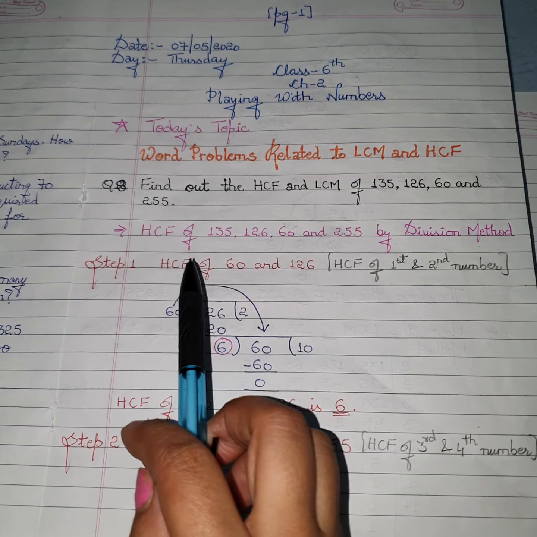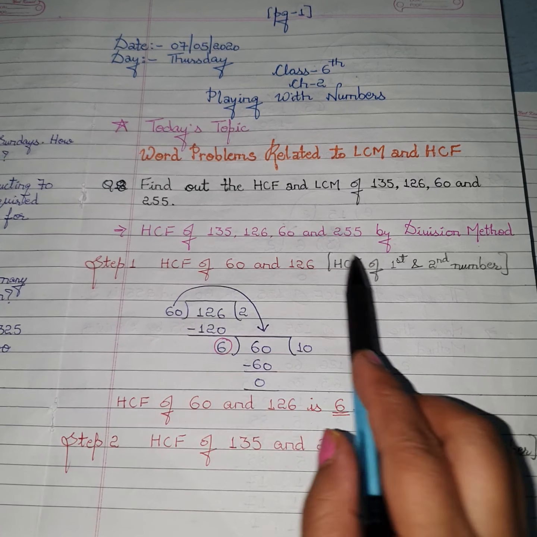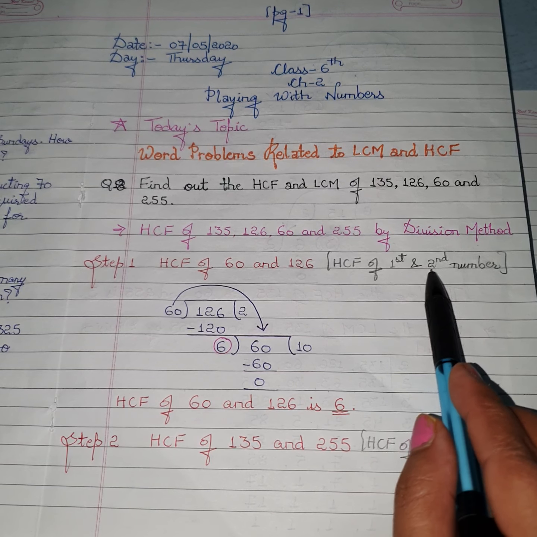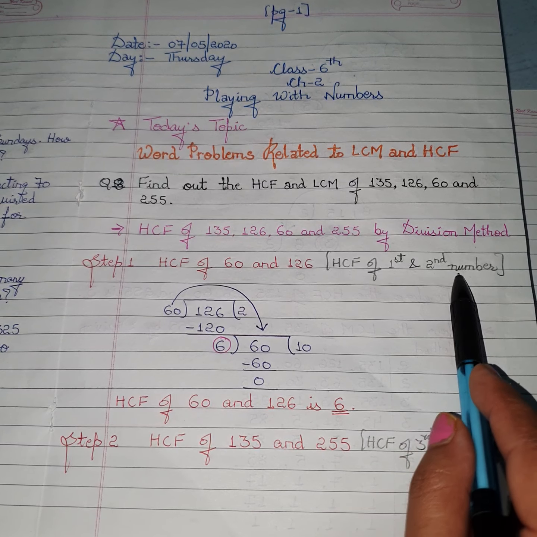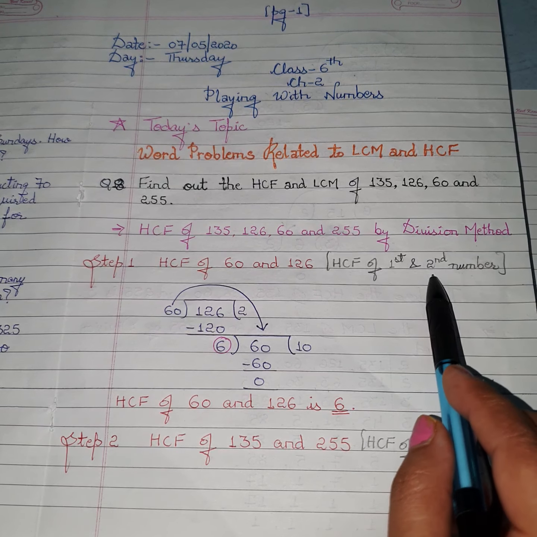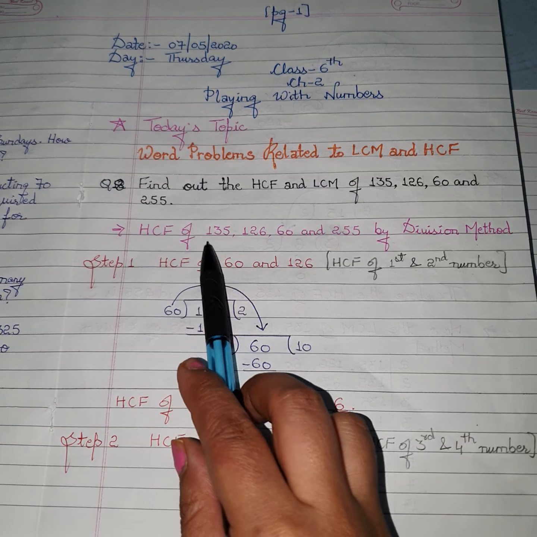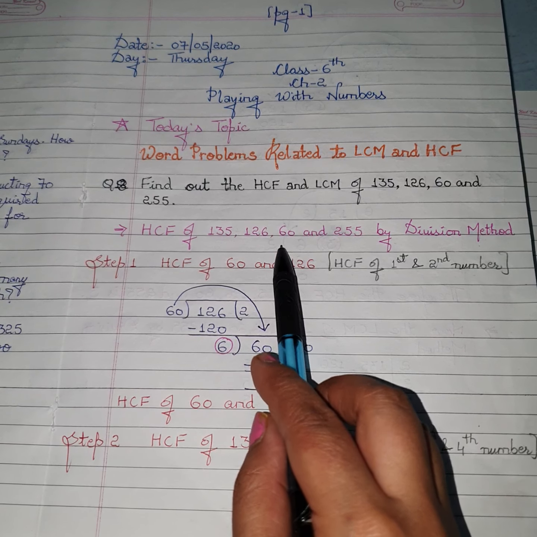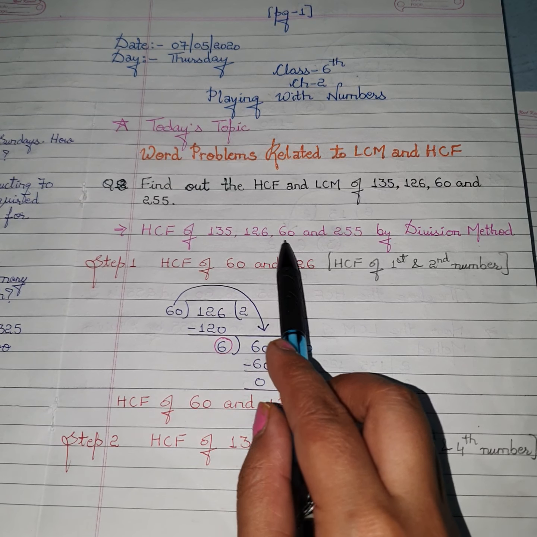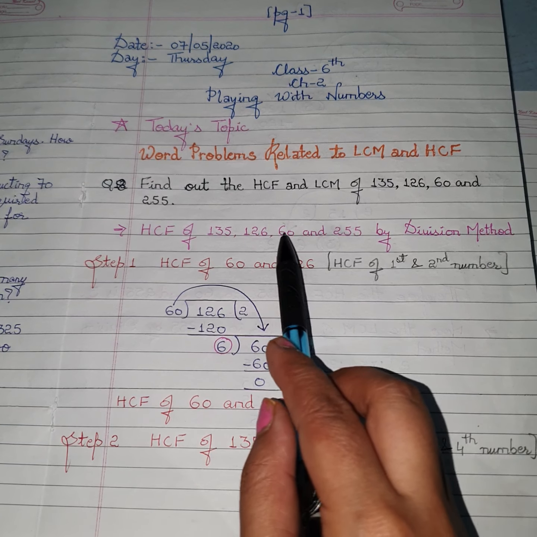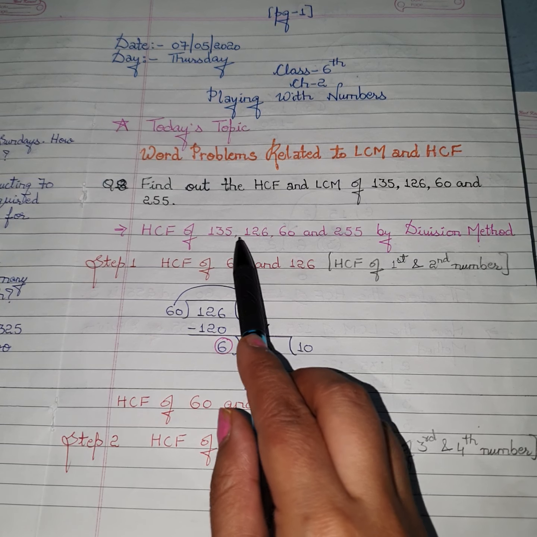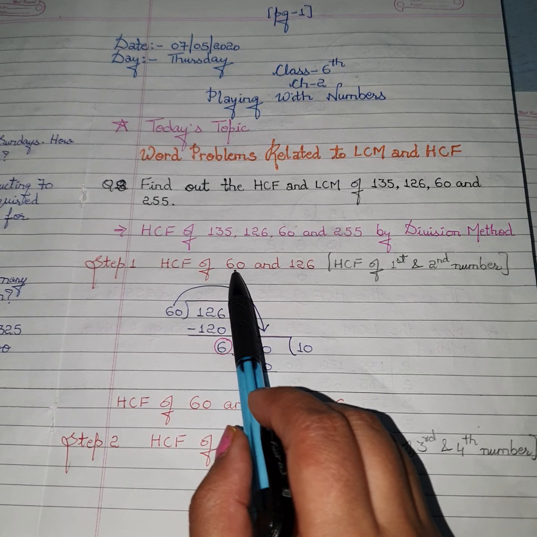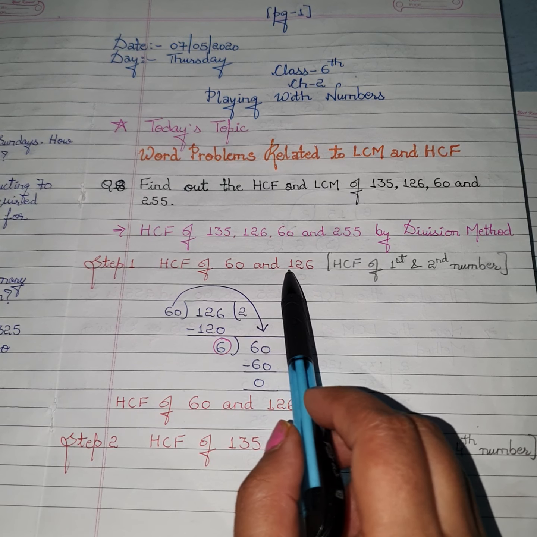So see, what we have to do to find the HCF when 4 numbers are given in the question. See students, in step 1, first of all you have to find the HCF of first and second number. First and second number means first and second smallest number. From all 4 numbers, you have to pick the 2 smallest numbers. So here from these 4 numbers, the 2 smallest numbers are 60 and 126. So first of all we will find the HCF of 60 and 126.